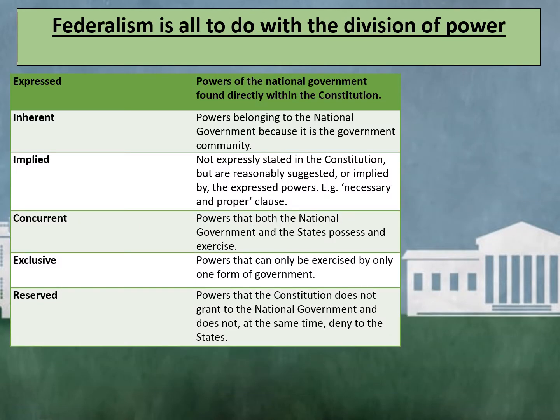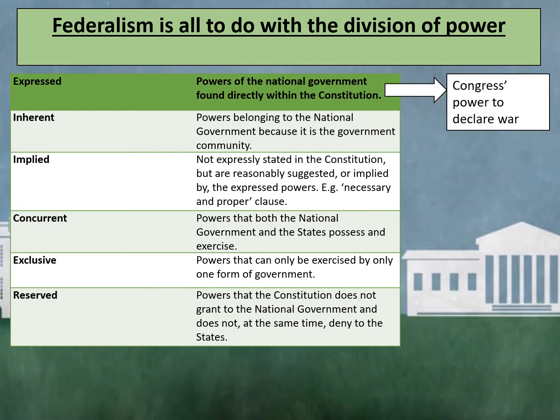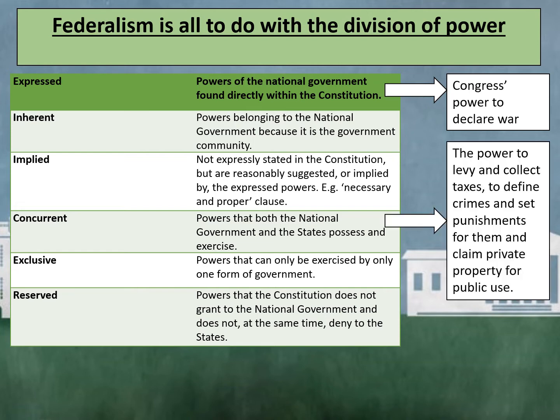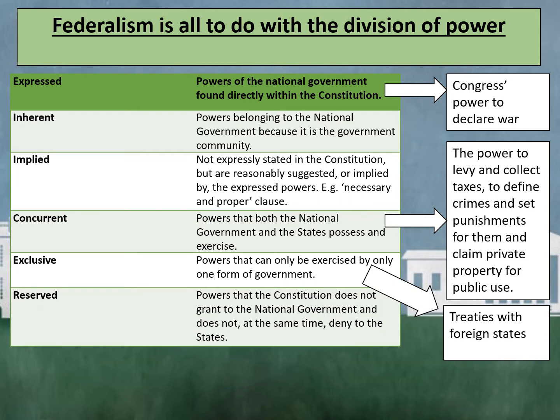Here is the layout of the different powers with who possesses them. Express powers remain only with the national government, such as Congress's power to declare war. Concurrent powers are those that both the national government and state governments have. An example of this would be the power to levy and collect taxes, to define crimes and set punishments for them, and to claim private property for public use. Then there are exclusive powers, which are powers exercised only by one form of government, such as the national government, with their ability to make and ratify treaties with foreign states.